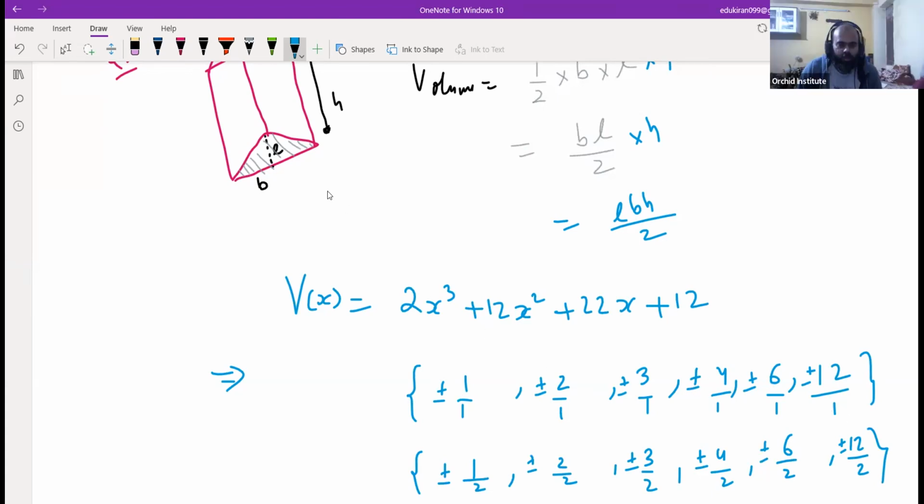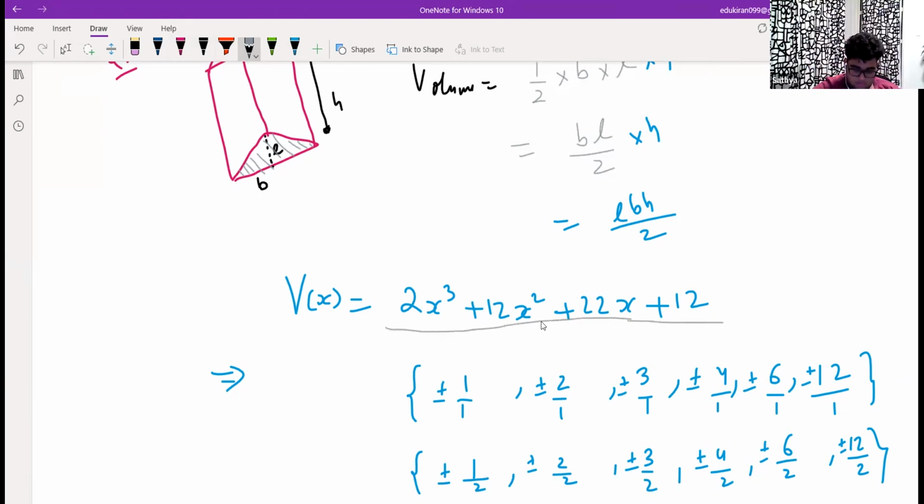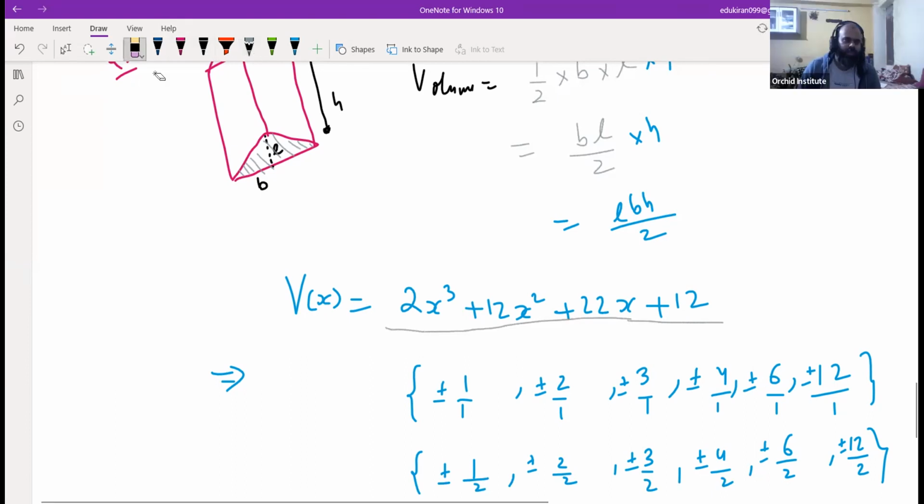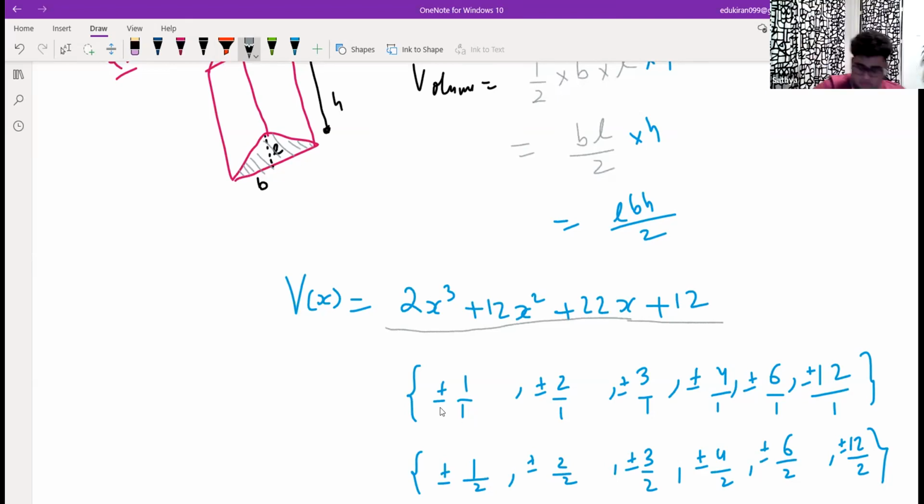Let us suppose we start from +1. So +1 will obviously not be the root, because everything is plus. If you take plus something, it will never cancel each other and it will never be zero. So common sense says we don't take plus anything. You can start with minus. So take -1 first. I think -1 is the root. Yeah, -1 is the root.